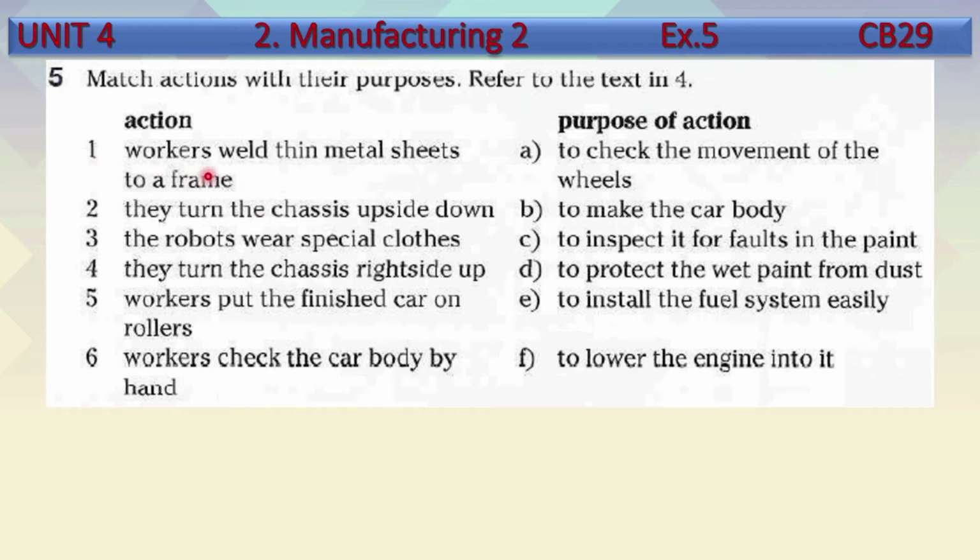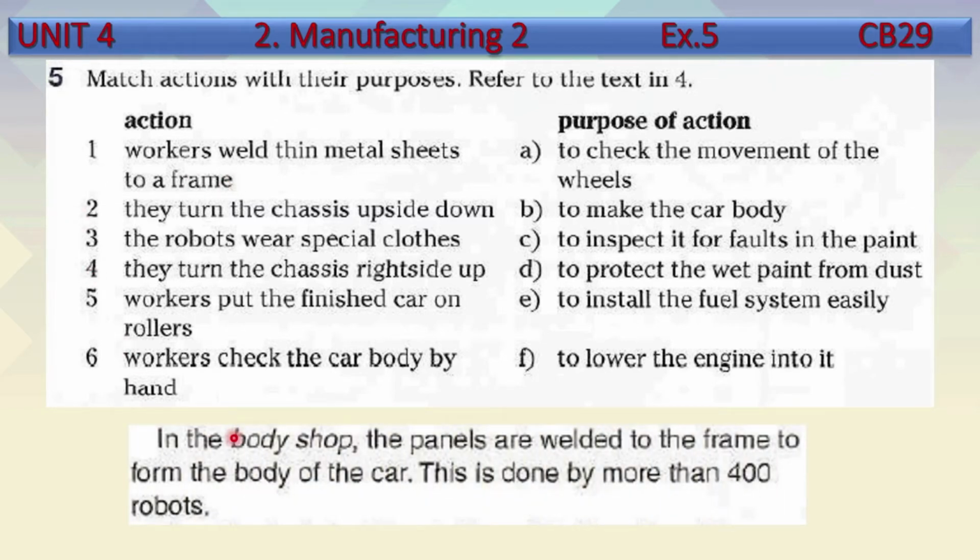Number 1. Workers weld thin metal sheets to the frame. So now we need to go to the text and find out the purpose of this action. So going to the text, we have: in the body shop, the panels are welded to the frame to form the body of the car. So this is it, to form the body of the car. So our answer is B, correct. Very good.